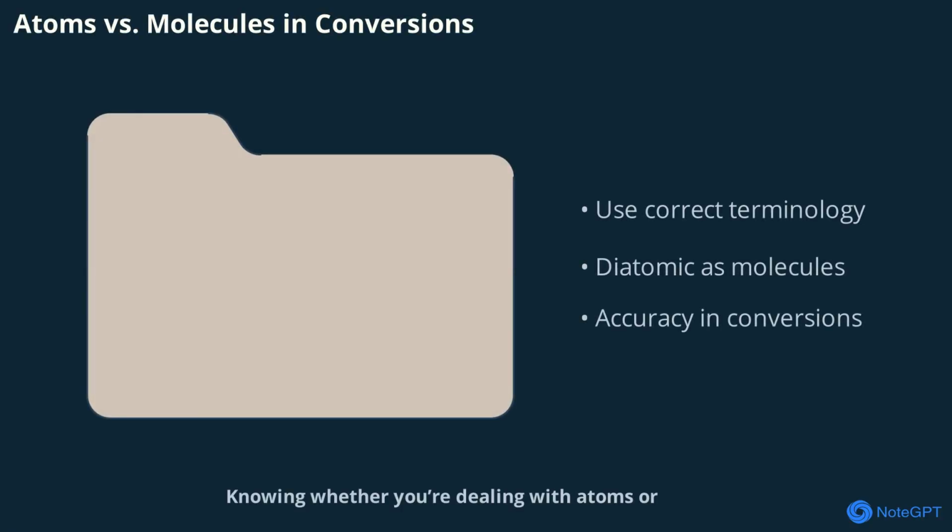Knowing whether you're dealing with atoms or molecules is key when performing chemical conversions. For diatomic elements, always use the molecular form in calculations. For other elements or compounds, use the correct terminology to ensure your answers are accurate and meaningful.